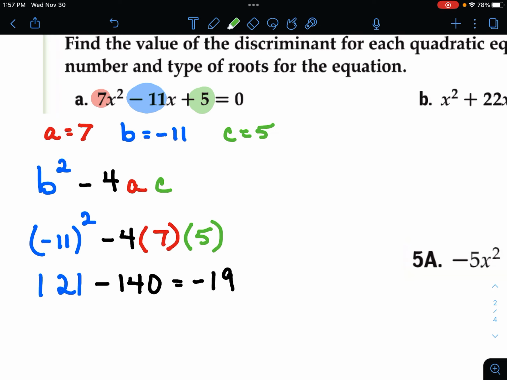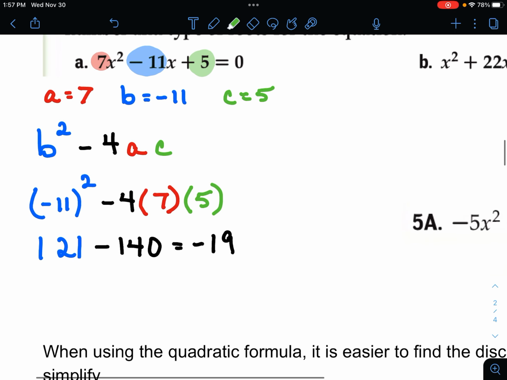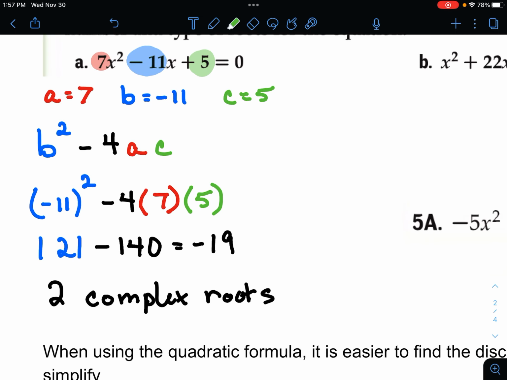But the more important thing is that the number is negative. That tells us what types of roots we're going to have. And if you think back, just a second ago I said if our discriminant happens to be negative, we're going to have two complex roots. So if we continue with the quadratic formula here, we're going to have i's in our answer. Let's look at another example.